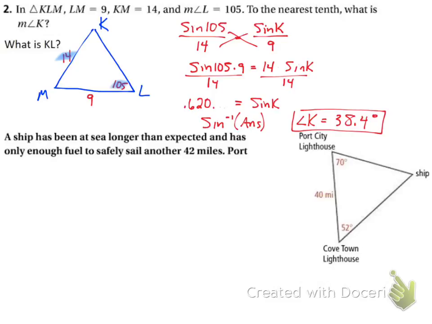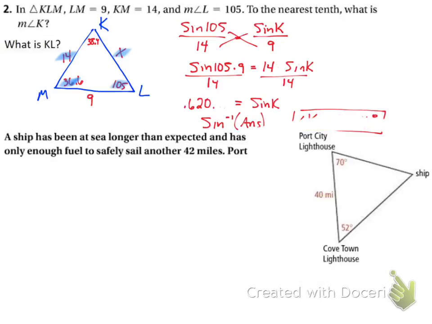If I wanted to figure out what KL is, if I want to call this, let's say, X right here, then I could go ahead and do the same thing. So I know that angle K is 38.4, and so I'd have to figure out the last angle to figure out what angle X is. So I could go 180 minus 38.4 minus 105. That gives me 36.6. Again, I have to use the two numbers that I have highlighted in blue, the 105 degree angle and the 14, and then I could use the 36.6 degree angle and X.